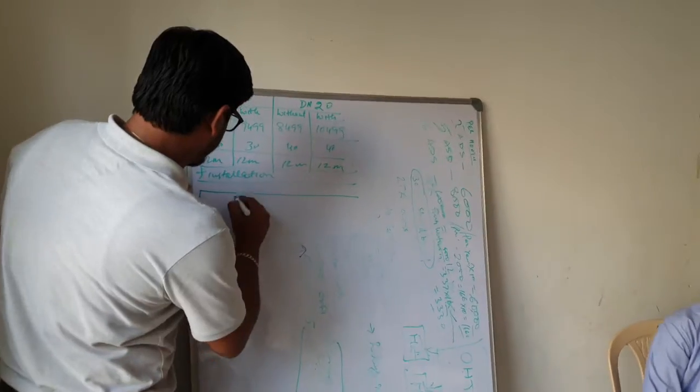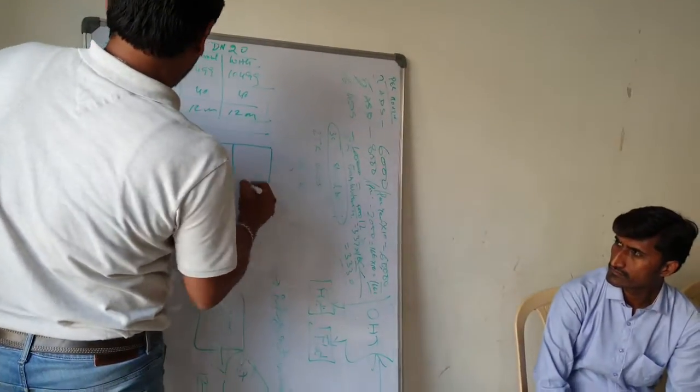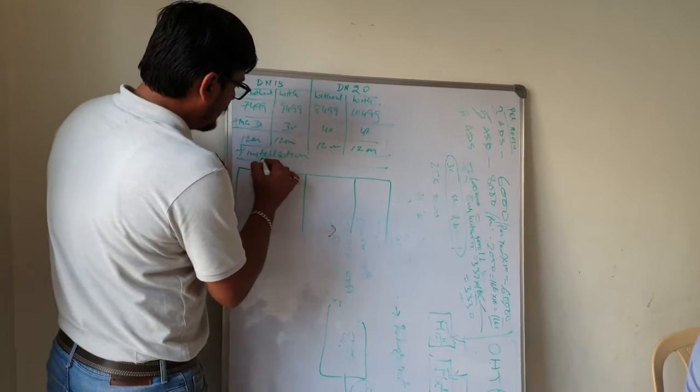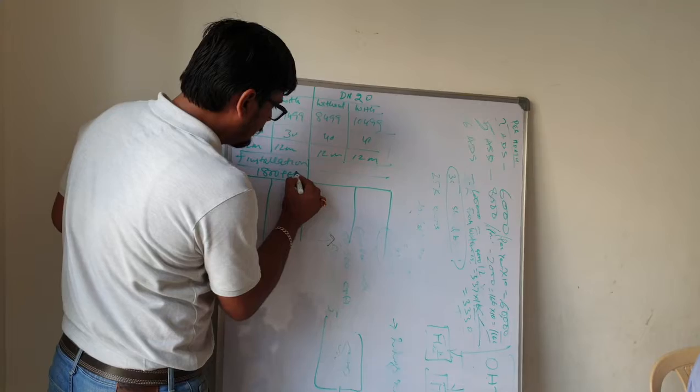Now I'm again just extending this chart over here. Fine. So for a DN15, I'm just writing over here 1800 plus GST.